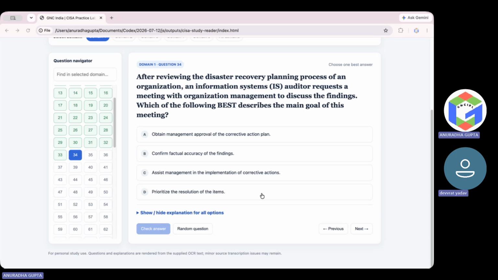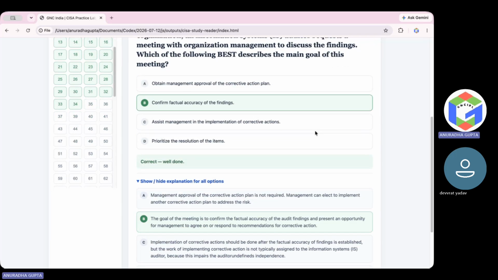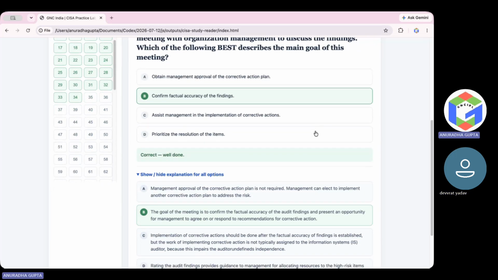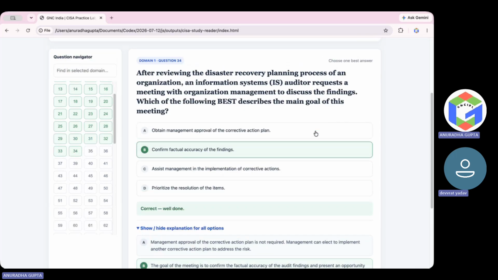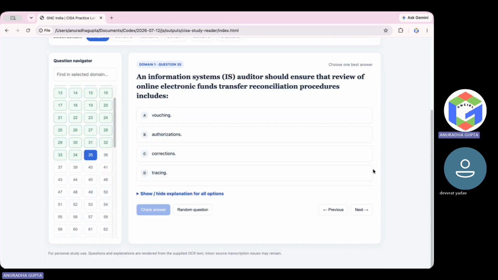Okay, resolution of the item. Confirm factual accuracy of the finding. Let me check. Yes, it is the correct one. The goal of the meeting is to confirm the factual accuracy of the audit finding. Same thing as what we have discussed. Yes, same thing. Okay, what is this one?